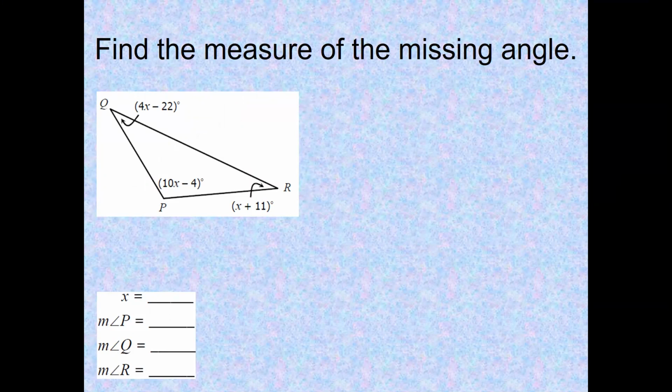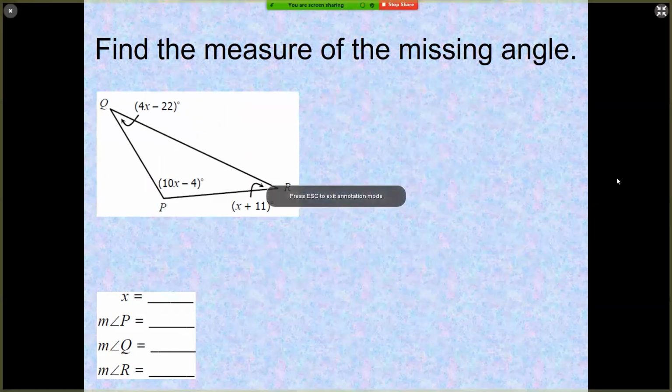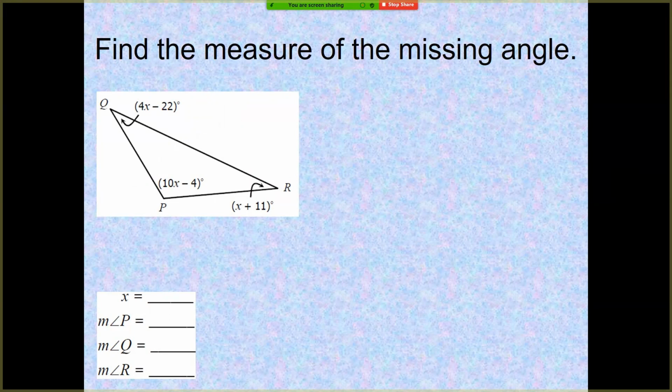Next question is very similar to the one we just did previously. So we're going to take angle P, Q, and R. We're going to add those 3 angles together, and they've got to combine to give me 180 degrees. So I've started with angle Q. Angle Q is 4x minus 22. And then I'm going to add angle P to that, 10x minus 4, and add angle R, x plus 11. And that's going to equal 180 degrees.